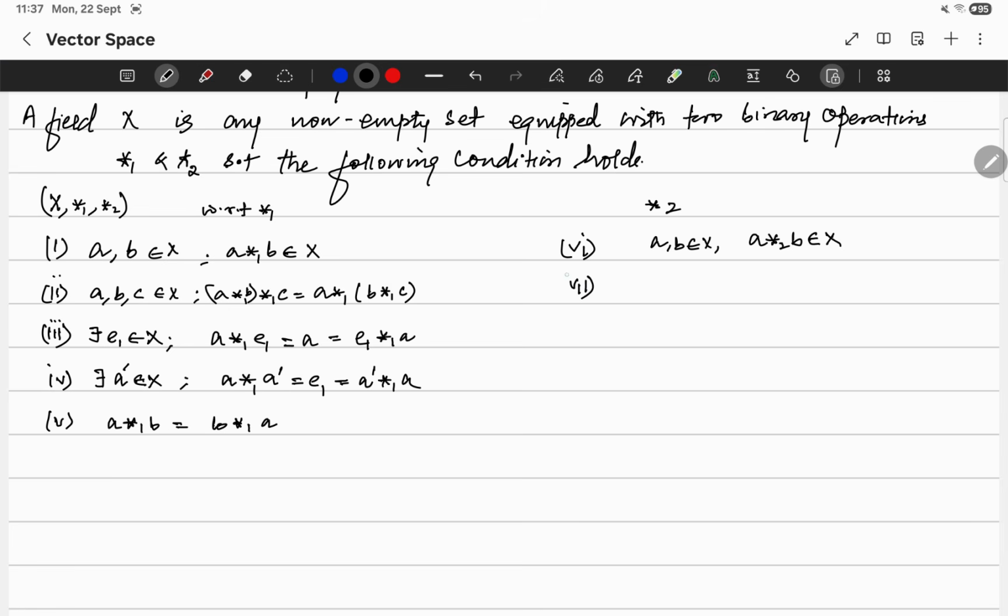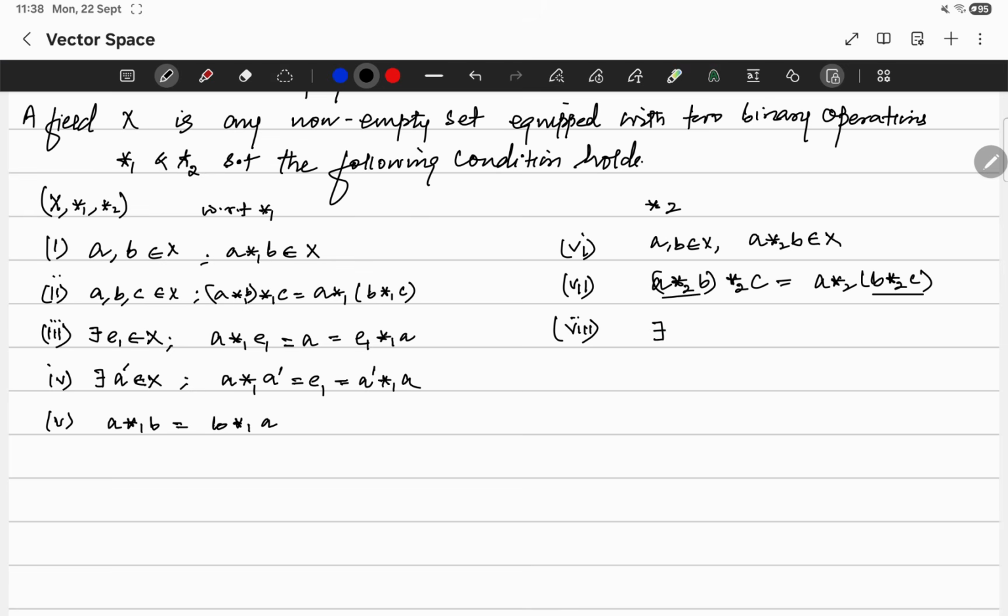Seventh property is that it is associative. So (a *2 b) *2 c should be a *2 (b *2 c). Means if you operate a with b, then with c under the operation *2, it should be the same if you operate b with c, then with a. Then the eighth property is the identity.